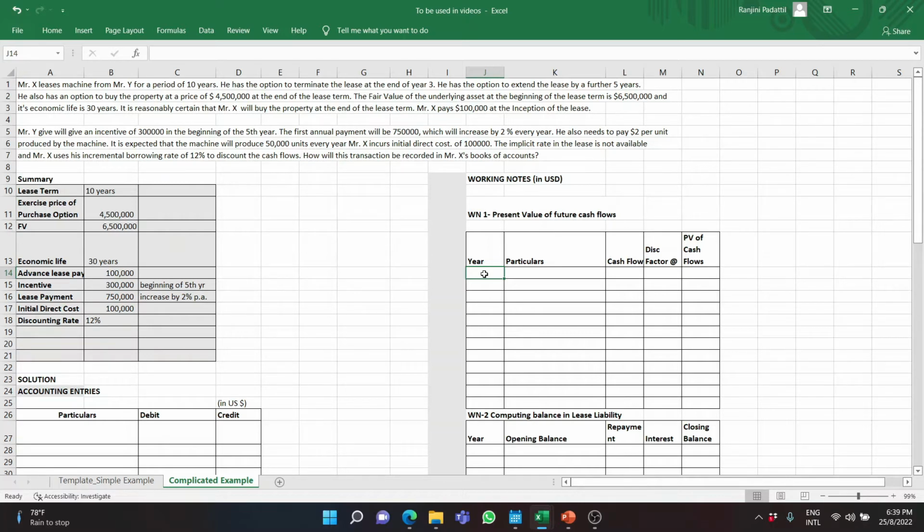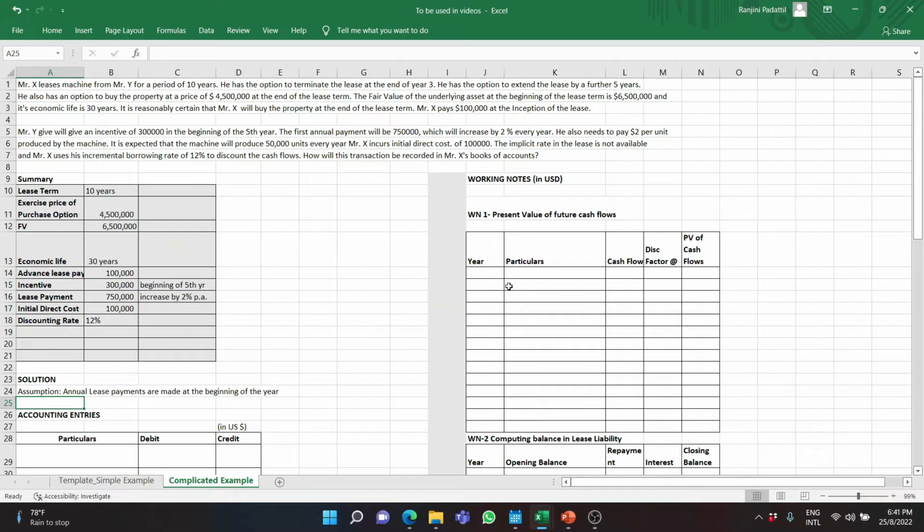750,000. Now, if you look closely, you will see that it is not clear whether this payment will be made at the end of the year or the beginning of the year. But we have a clue in the sense that the incentive is given at the beginning of the fifth year. So, we can assume that the payments are made at the beginning of the year. Please write the assumption so the examiner can take that into account. Alright, so when lease payments are made at the beginning of the year, I have discussed in my earlier video on present value how the calculation differs when payments are made at the beginning and the end of the year. I have given the link to this video in the description.